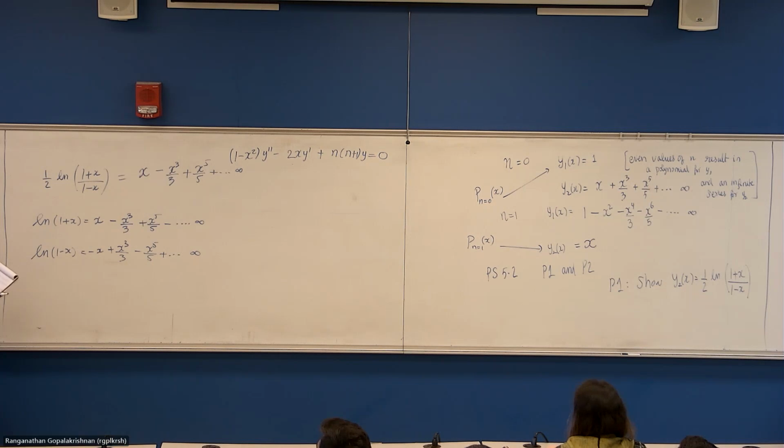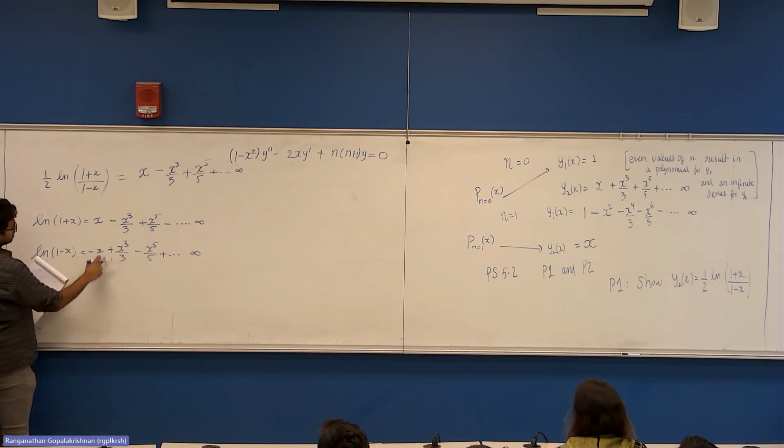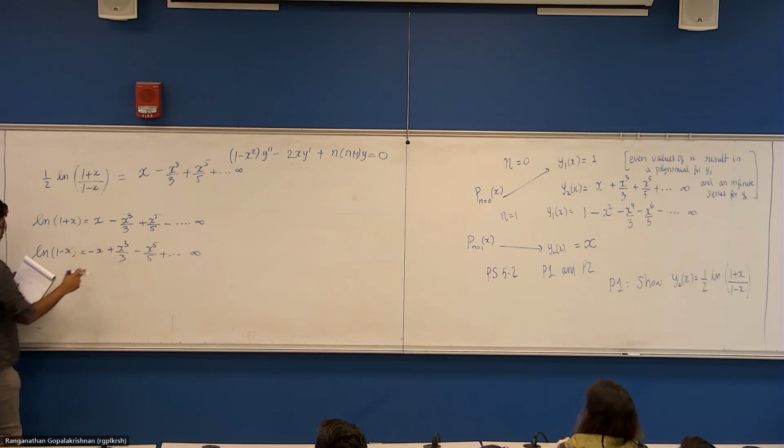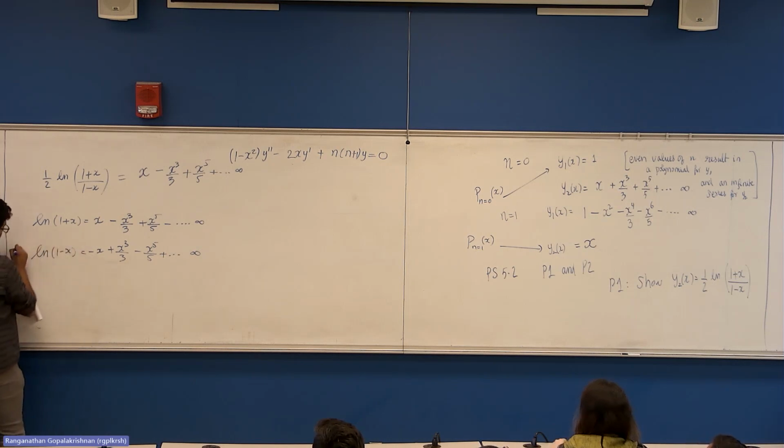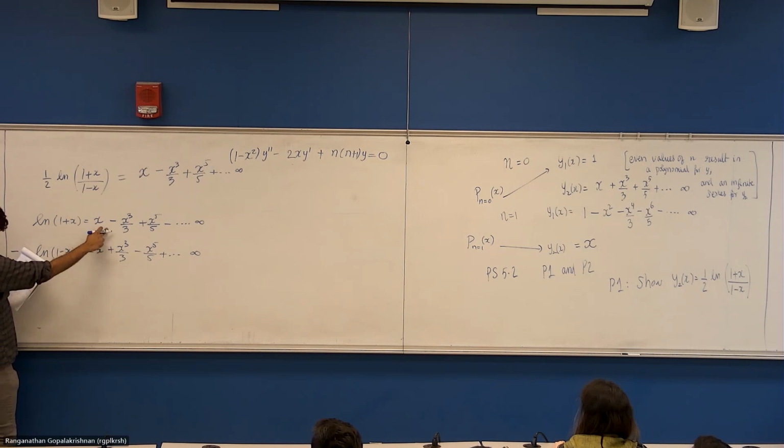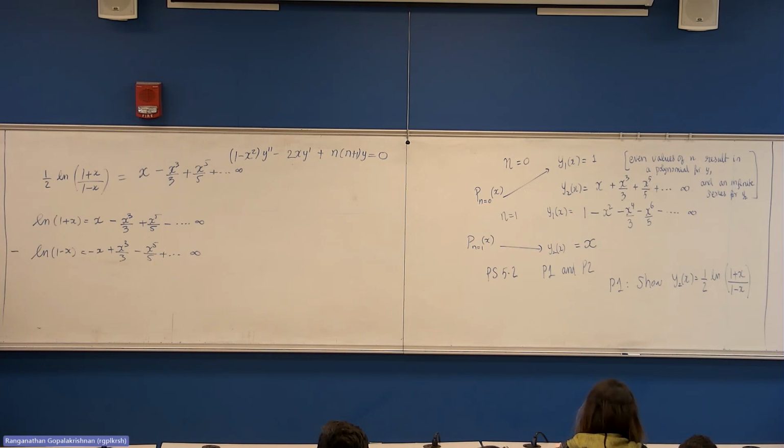So I'm subtracting, so this should add up. Oh, this is negative. Sorry, so I need to subtract, right? So this becomes 2x, becomes minus... what am I missing here?